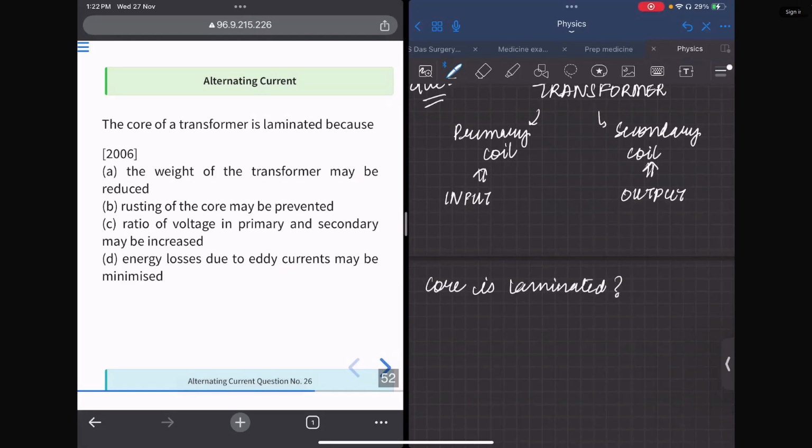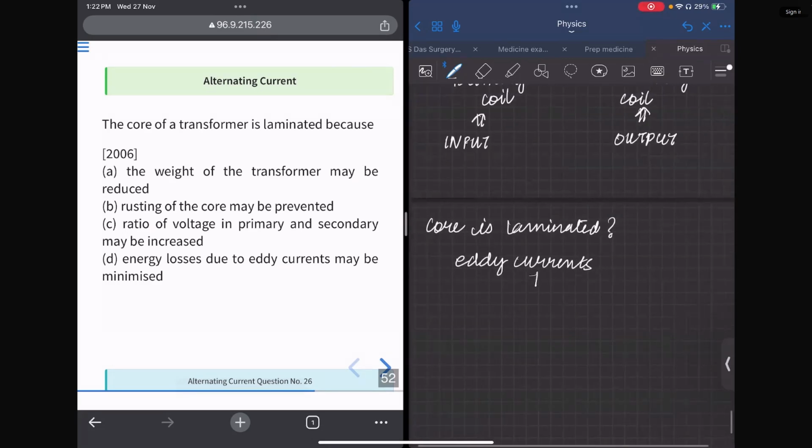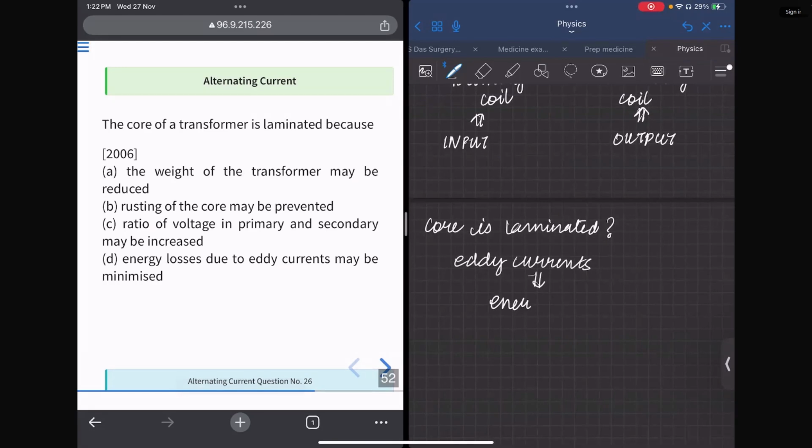Why is the core laminated? Because there is production of eddy currents due to the changing fields. When these eddy currents are produced, they result in energy losses. So the core is laminated so as to decrease the energy loss which is due to the eddy currents.